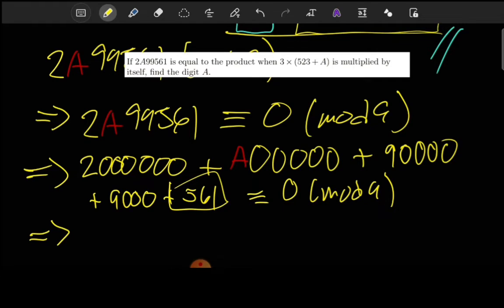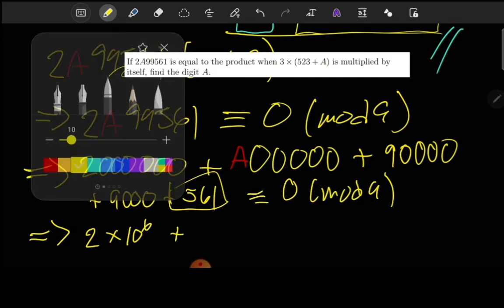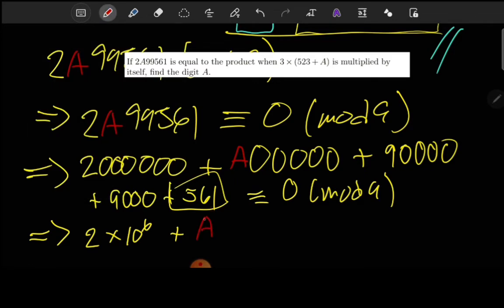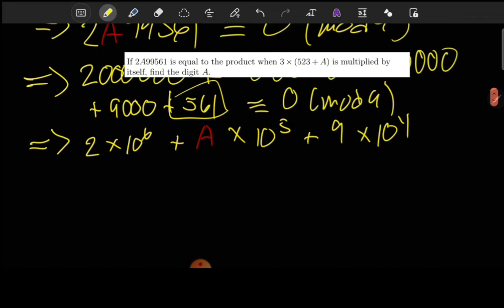Notice that we can just do scientific notation. So 2 times 10 raised to 6, plus a times 10 raised to 5, plus 9 times 10 raised to 4, plus 9 times 10 raised to 3, plus 561.